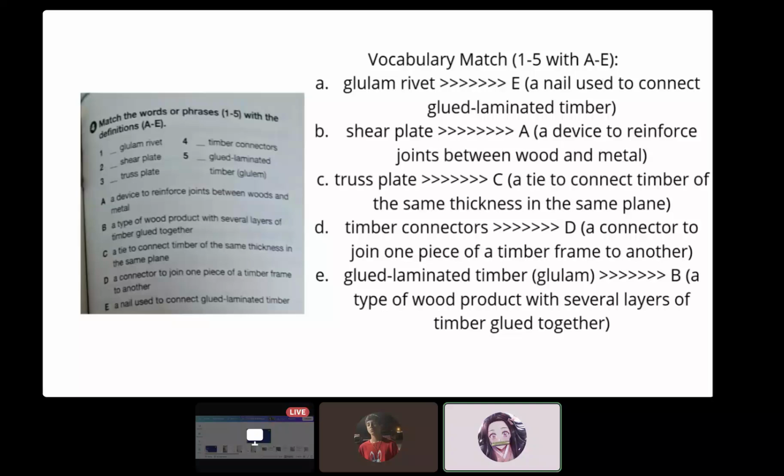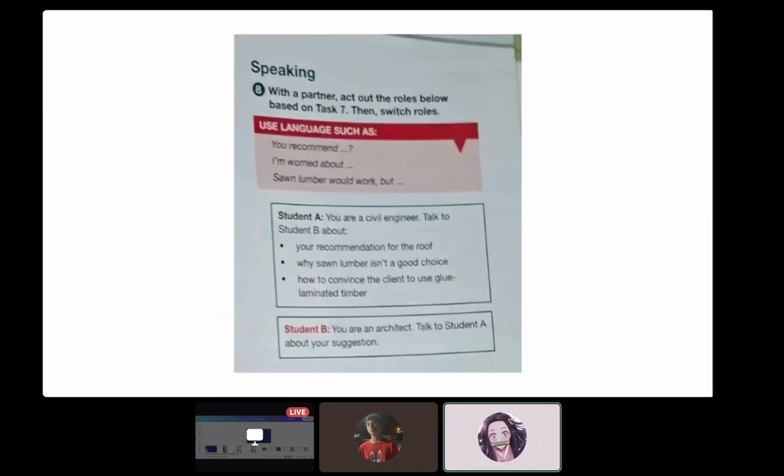The third one is truss plate. The letter is C, a type to connect timber of the same thickness in the same plane. The fourth one is timber connectors. It is letter D, a connector to join one piece of the timber frame to another. And the last one is 5, glue laminated timber. It is letter B, a type of wood product with several layers of timber glued together.